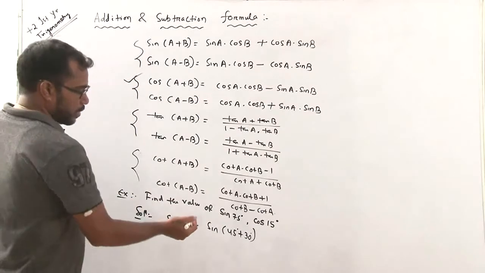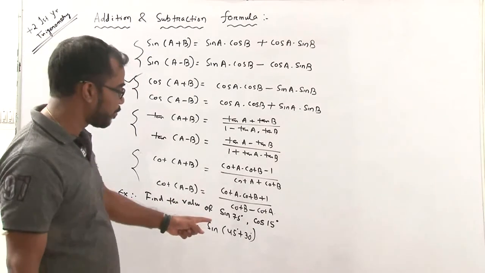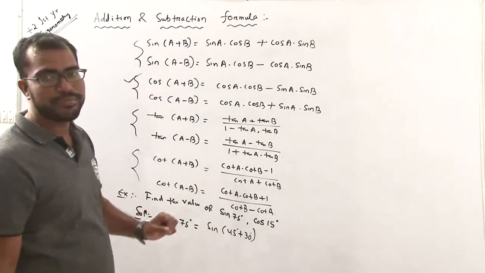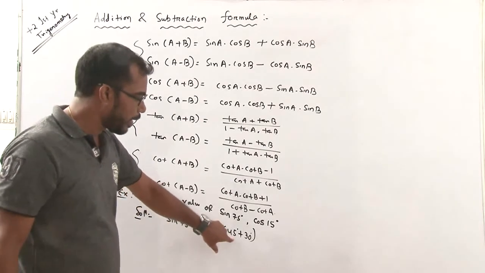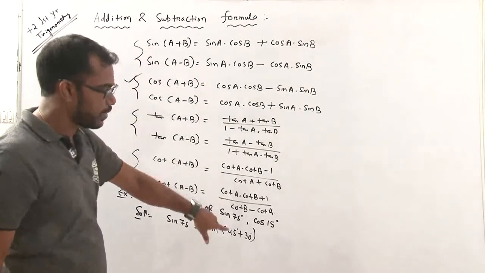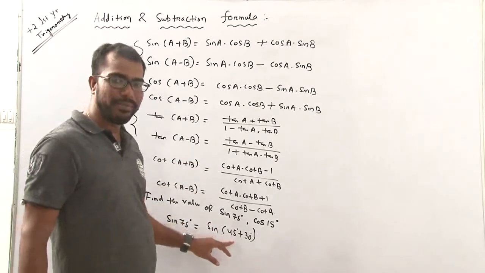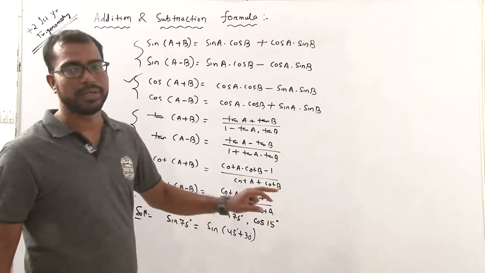So 75 can be expressed in addition form, that is 45 degree plus 30 degree. So 45 degree plus 30 degree means we can apply here the sine A plus B formula. This is the formula that we apply to this expression. Here A is 45 degree and B is 30 degree. So we apply sine A plus B.